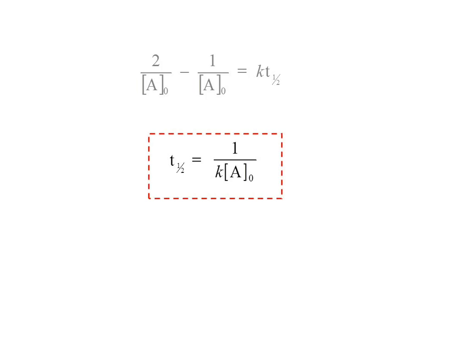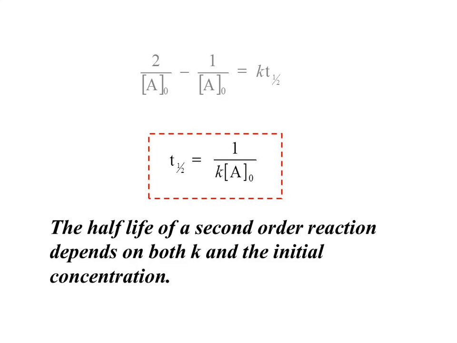Oh, there you got your final, what's going to be on your equation sheet for your exam. So for second order, the half-life is equal to 1 over k, also in the denominator is the initial concentration of A. Okay, so here, if it's second order, it does depend upon the initial concentration of A.